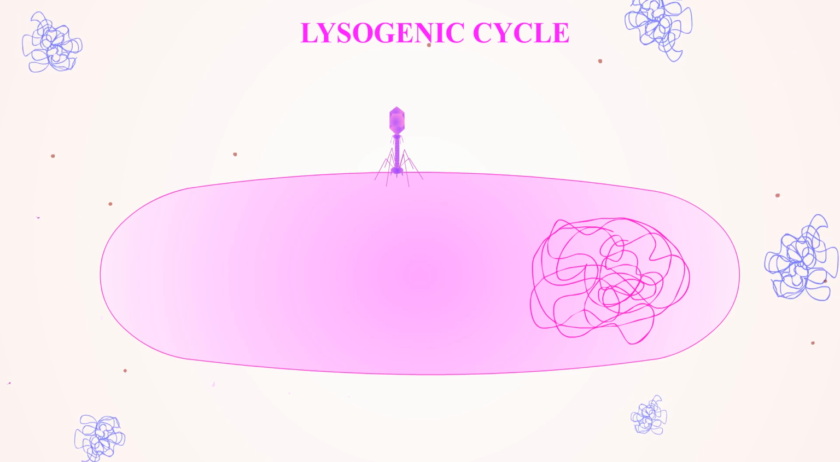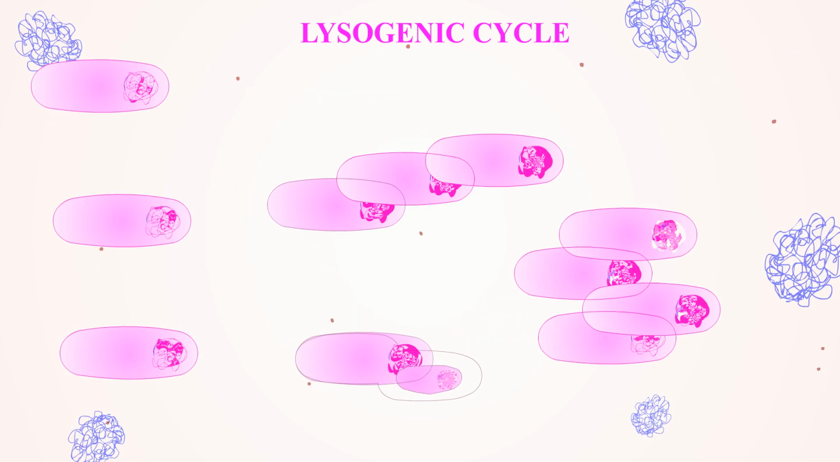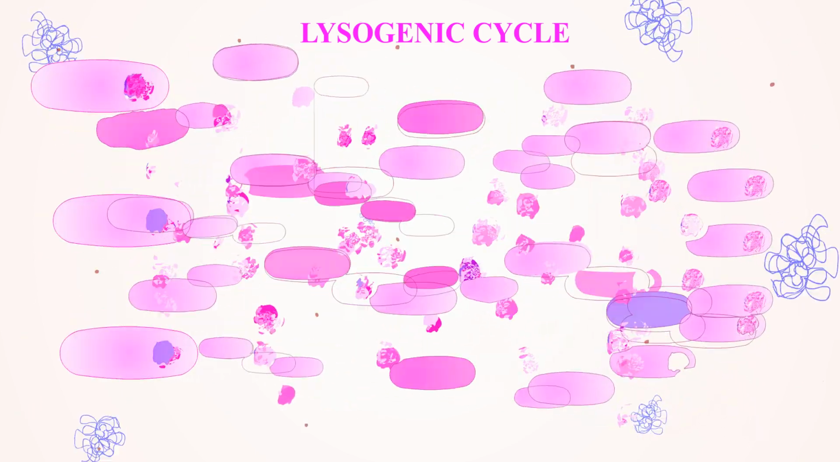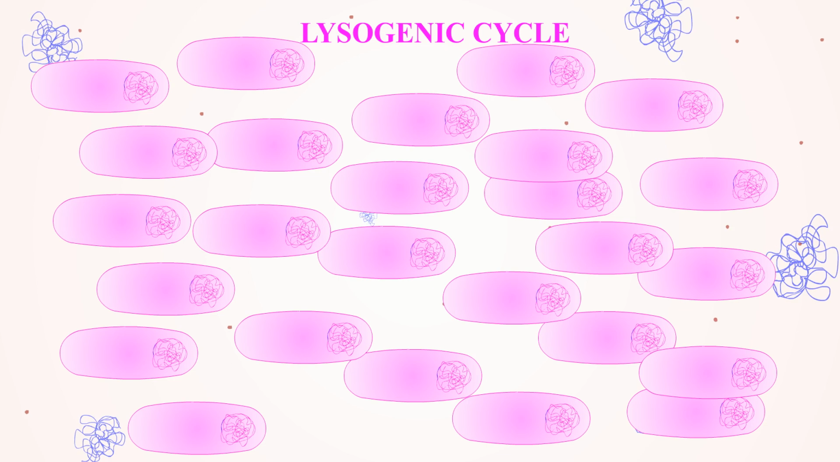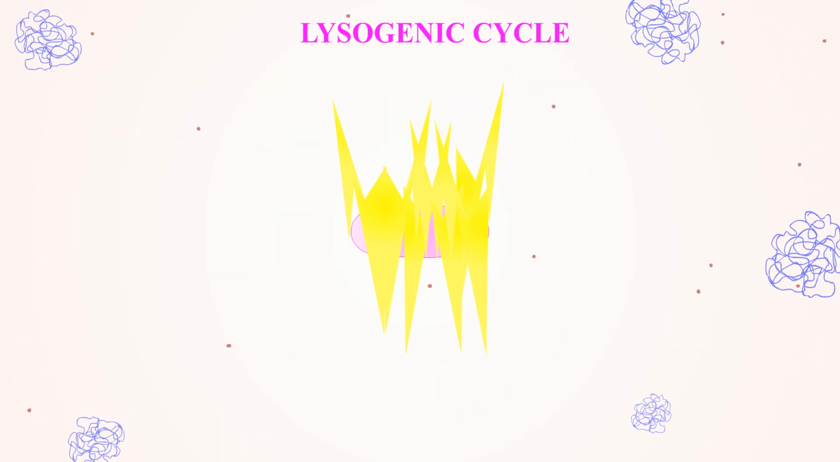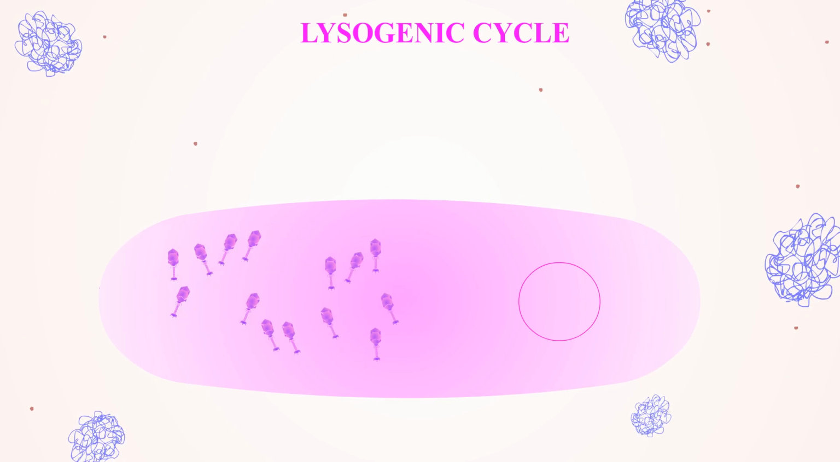During the lysogenic cycle, the phage genome will get incorporated into the bacterial chromosome. With the help of the CI repressor, the phage genome will prevent transcription and maintain lysogeny inside the bacterial cell. The bacterial chromosome carrying the prophage will replicate along with the chromosomal replication and continue to pass to other bacterial cells during bacterial division. The lytic cycle will be induced when some kind of stress happens to the bacterial cells.